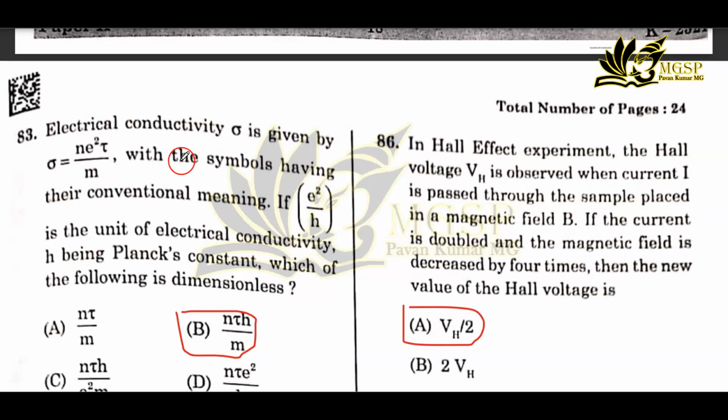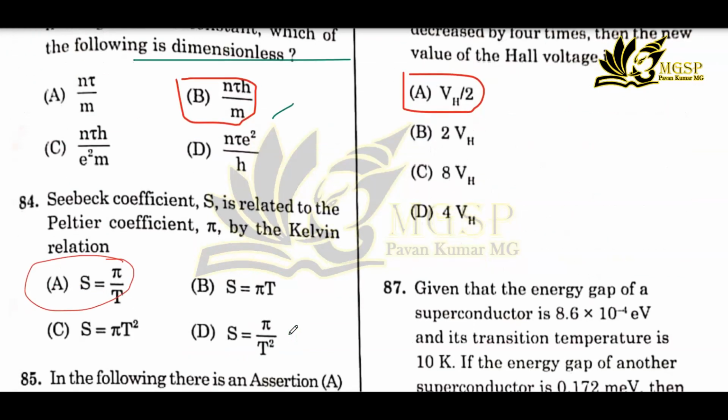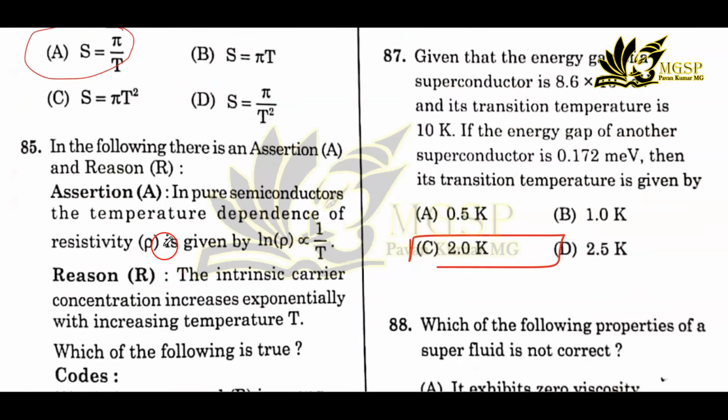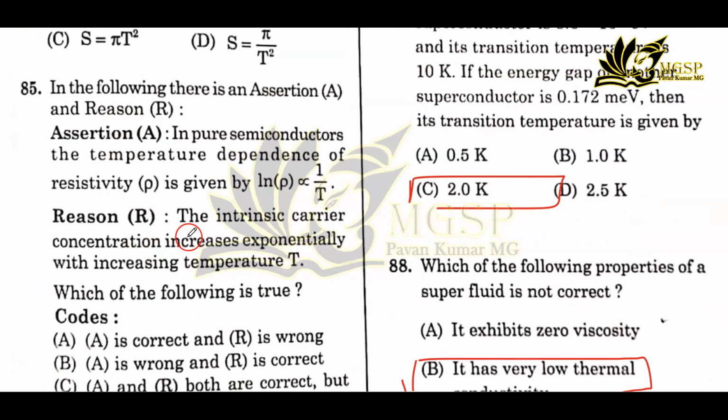Next, coming to electric field, they ask you to find the dimensionless quantity. So out of this, the dimensionless one was only option B. Coming to Seebeck effect, Seebeck coefficient and Peltier coefficient, we have discussed these two, and the relation was this. Next, coming to semiconductor electronics, we have discussed this also, like what was the relation.